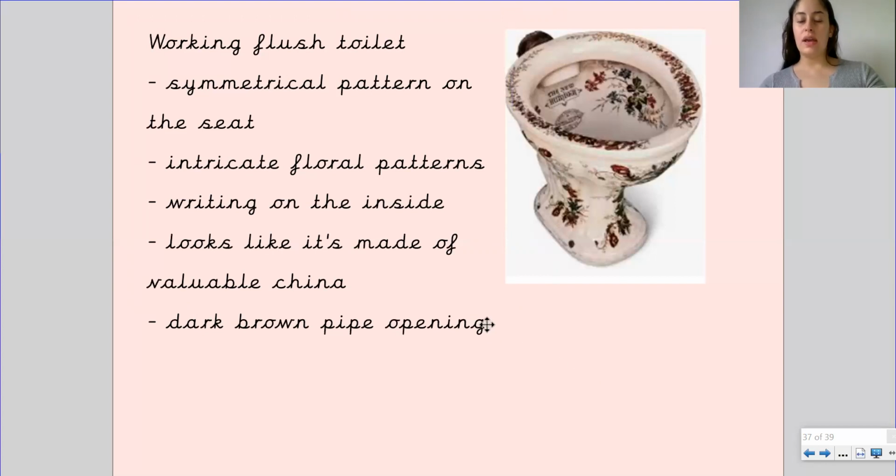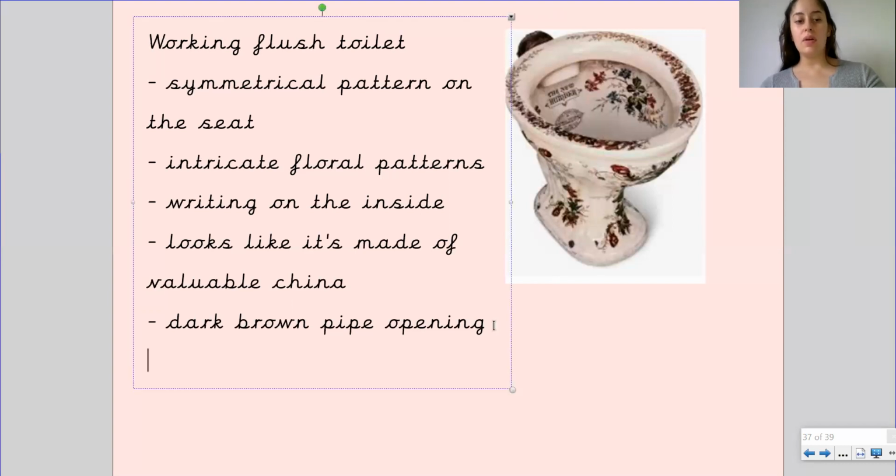Okay, now can you pause the video and have a think? You can think out loud and say the sentences out loud to create your paragraph. What paragraph can you come up with using these bullet points to describe the working flush toilet? Okay, hopefully you've thought about your own paragraph.